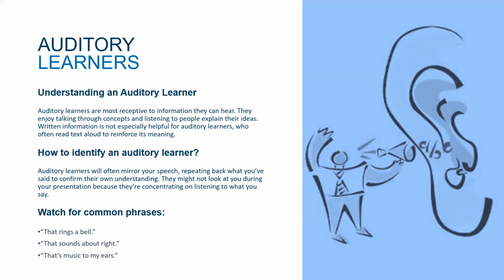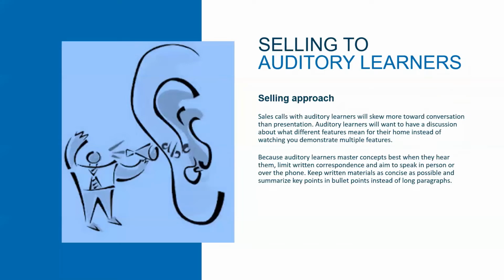You'll hear phrases from them like, oh, that rings a bell, that sounds about right, that's music to my ears. Again, all phrases that refer to their ears and hearing something. These are customers, as you're communicating with them, if they call on the phone, they want you to call them back because that written word is not going to be as impactful for them. So make sure if you do catch this, make a note for yourself that they're a phone call customer. They're the ones that really want to hear from you verbally.